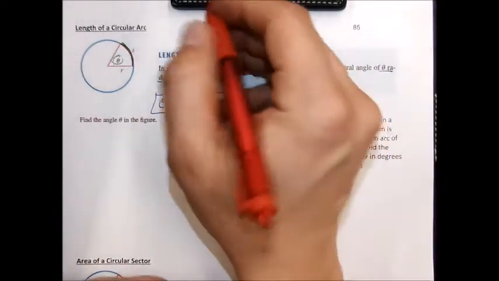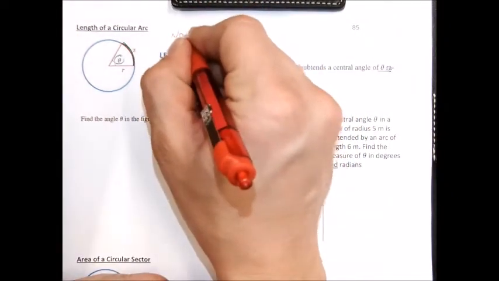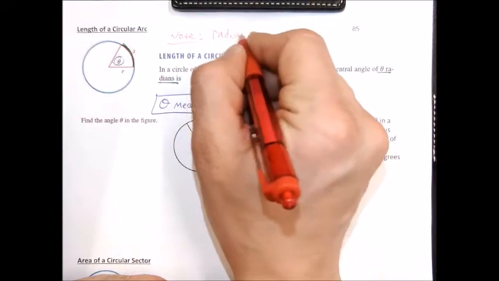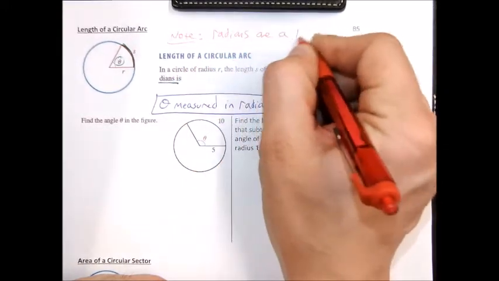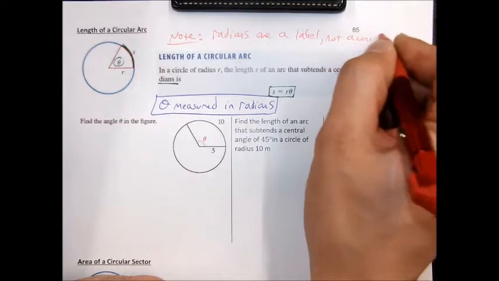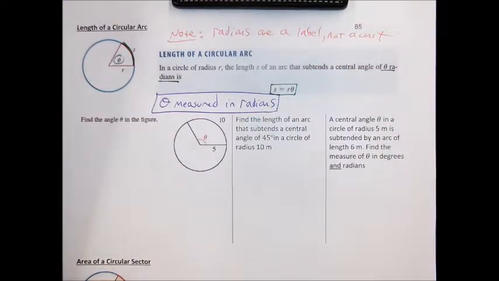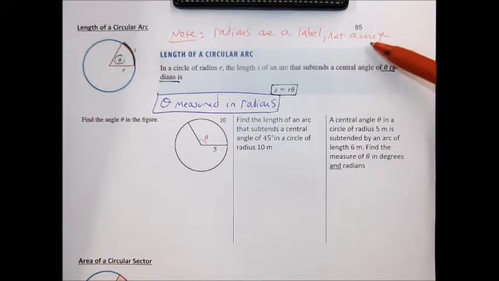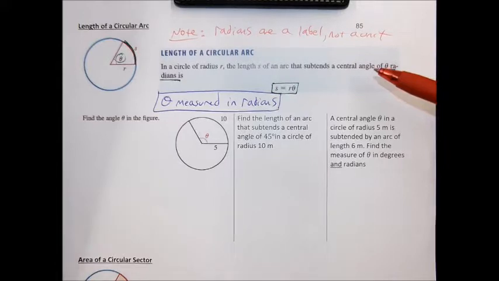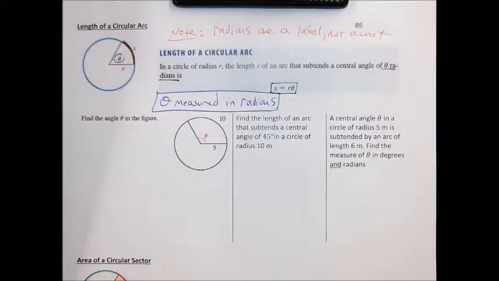So maybe I'll write that down first. Just note, radians are a label, not a unit. You'll see in a second what I mean by that, but you may want to write that down so it makes more sense later. Radians are a label, not a measurement.